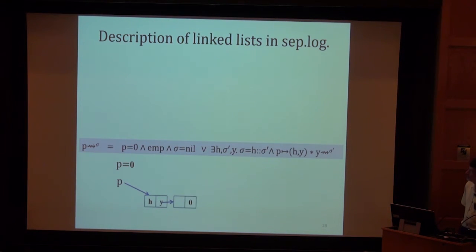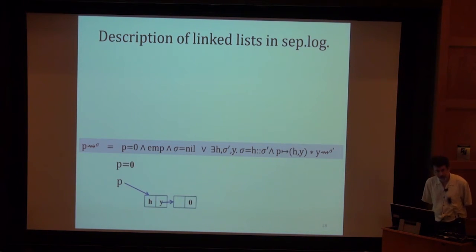P is a linked list representing the mathematical sequence sigma if P is the null pointer and the empty heaplet, right, empty memory, and sigma is the empty list, or there exists H, which is the head value, and sigma prime, which is the rest of the list, and Y, such that the original sequence sigma is H cons sigma prime, P maps to H comma Y, that's this part of the picture, and separated from that, Y is a linked list representing sigma prime.